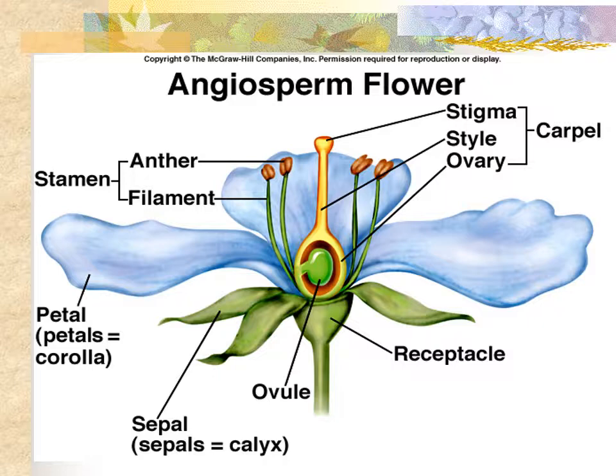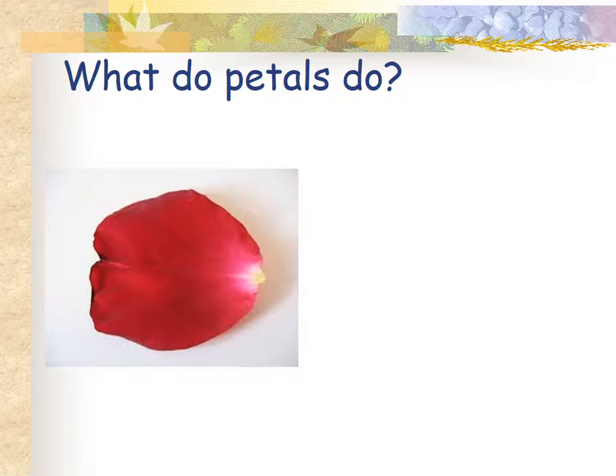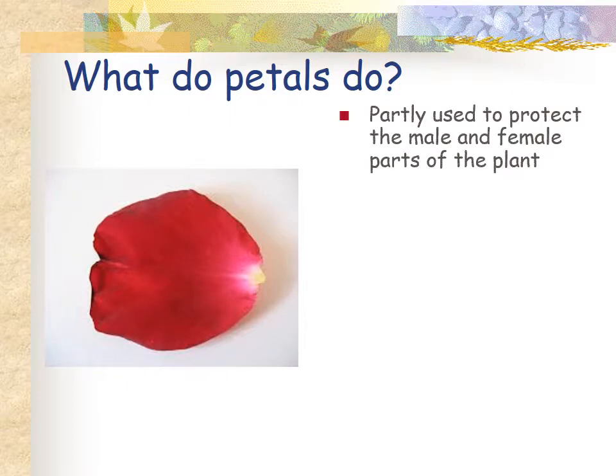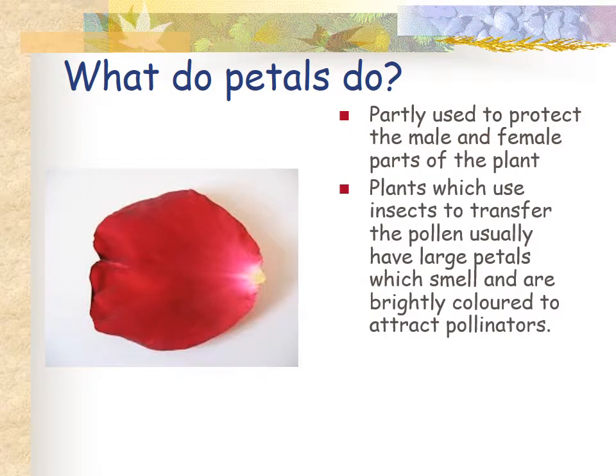The stamens contain anthers and filaments, and the carpel, that is the female part, or gynoecium, contains stigma, style and ovary. Coming to the petals, the function of the petal is partly to protect the male and female parts of a plant. Plants which use insects to transfer the pollen usually have larger petals which smell and are brightly colored to attract the pollinators.